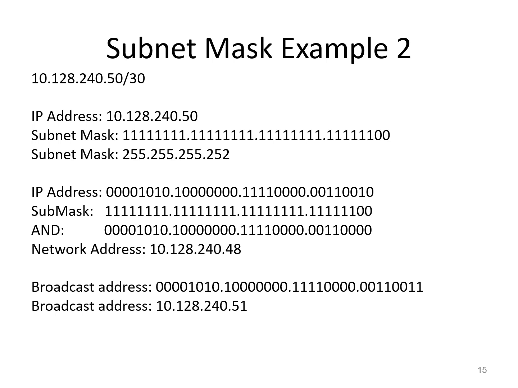With only 2 bits for the hosts, and with 00 taken up by the network address and 11 by the broadcast address, this leaves us with only 2 addresses we can use for our hosts: the addresses ending in 01 and 10. This means the only 2 possible addresses for hosts in this example are 10.128.240.49 and 10.128.240.50.